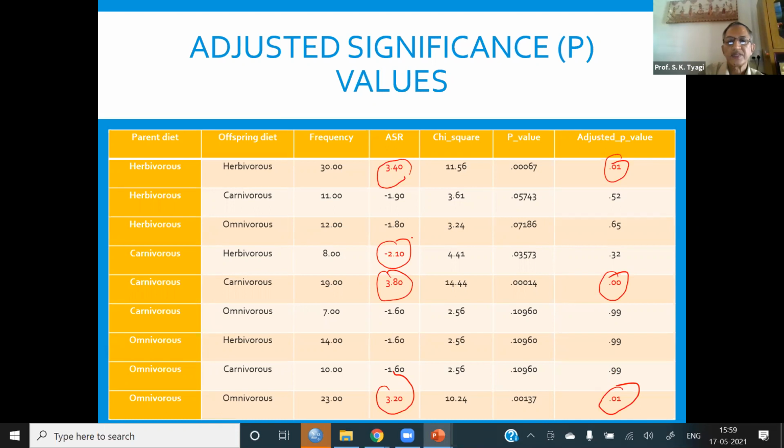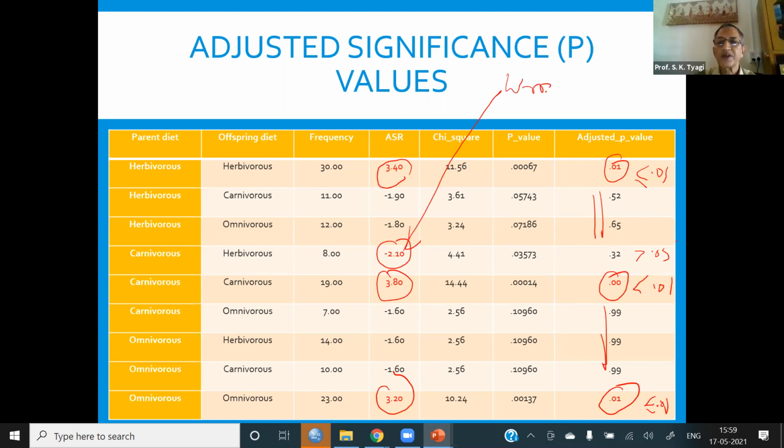This one, which was earlier significant, turns out to be not significant. Why? Because this is less than or equal to 0.01, this is less than or equal to 0.01, but this is greater than 0.05. Every other p-value is greater than 0.05. So only these three remain significant. So we are saved from making this particular wrong inference.